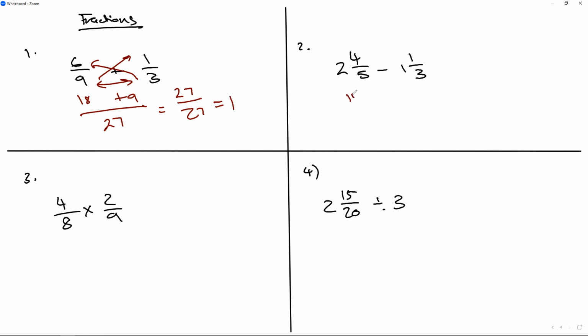2 times 5 is 10 plus 4 is 14 over 5. 1 times 3, 3 plus 1 is 4 over 3. And exactly the same principle. 3 times 14 gets you 42. 5 times 4 gets you 20. And 3 times 5 is 15. So we could put that over 15.